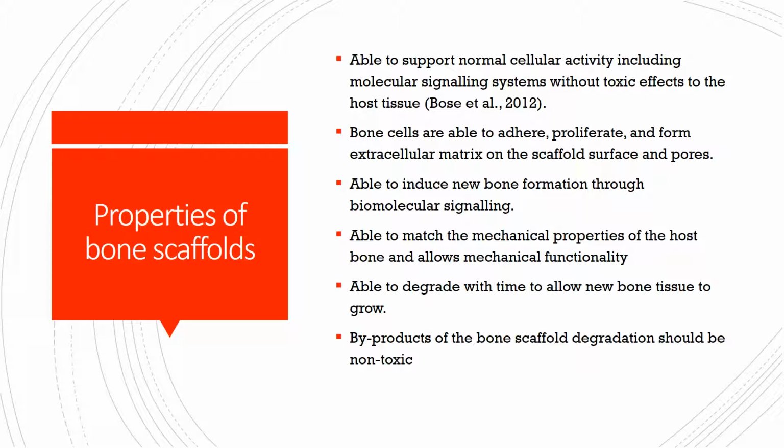Bone scaffolds should also be osteoconductive, which means they allow bone cells to adhere, proliferate, and form extracellular matrix on the scaffold surface and pores. Bone scaffolds should be osteoinductive, which means that they induce new bone formation through biomolecular signaling. Another important property that a bone scaffold should have is that it should be able to match mechanical properties of the host bone and allow mechanical functionality of the bone during the recovery period.